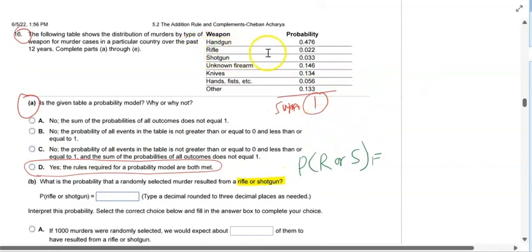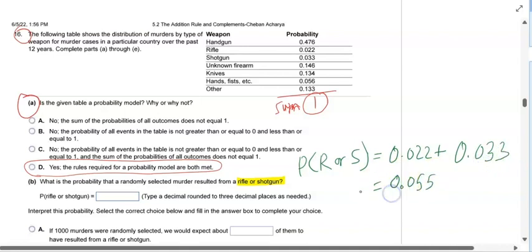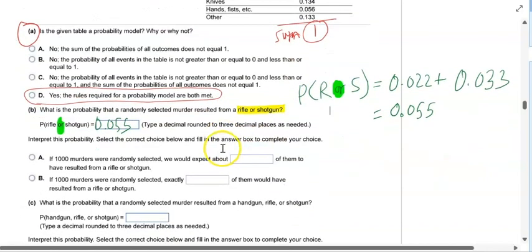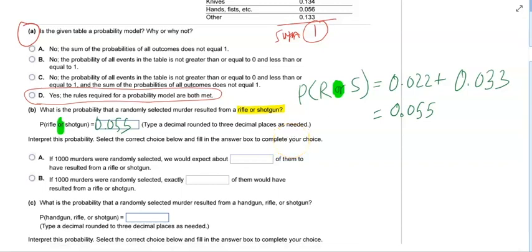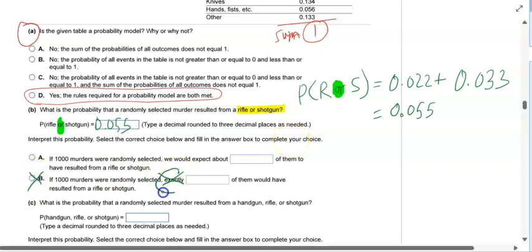What's the probability of rifle? 0.022, plus what's the probability of shotgun? 0.033. The answer is going to be 0.055. Notice that we're using OR here, okay? That's the crucial point. Alright, interpret the probability. And we remove this one because it says exactly. Therefore, we use the A.